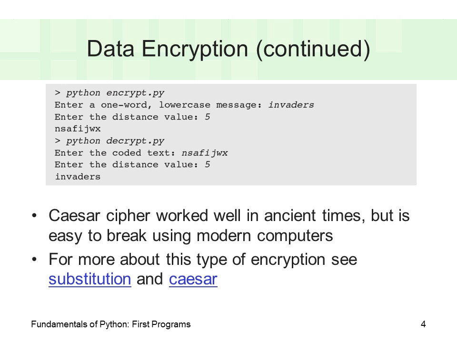Here's a quick example of what this looks like. We're invoking encrypt.py. I should have changed this to encrypt2. This is the author invoking his original one. Enter a one-word lowercase message. He enters invaders, enter the distance value 5, and we come up with this encoded message, which is just I shifted 5 places, N shifted 5 places, etc.